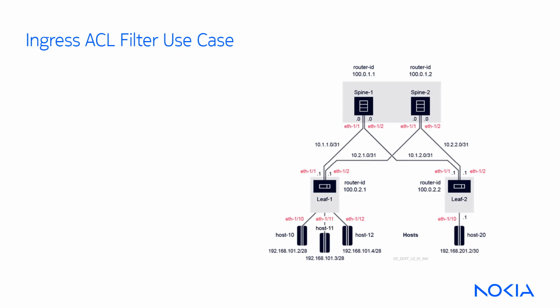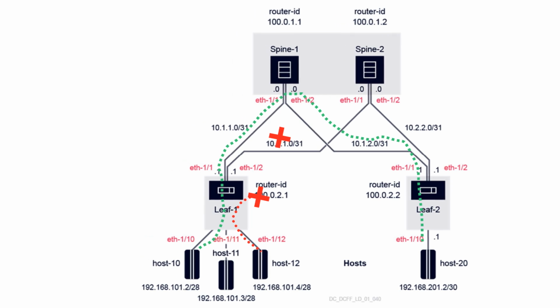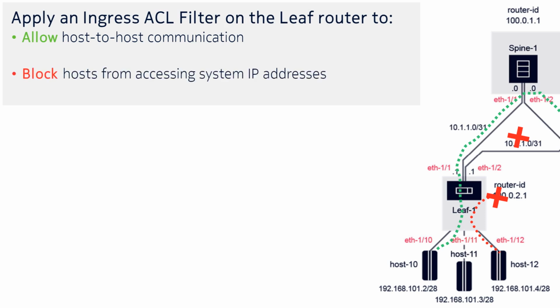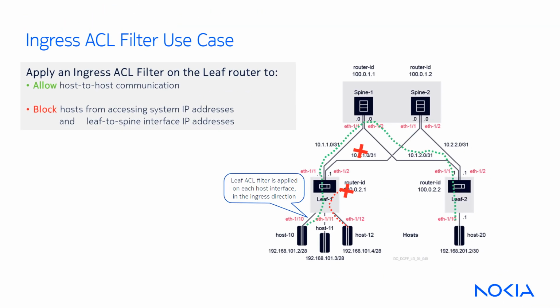Now let's see a use case for an ingress ACL filter. We have a leaf-spine data center with 3 hosts attached to leaf 1 and 1 host attached to leaf 2. We want the hosts on leaf 1 and leaf 2 to communicate with each other. But we want to prevent a host from reaching the system IP addresses of the routers or the leaf-to-spine interface IP addresses. For this, we're going to create an ACL filter that matches these IP addresses and drops all other traffic. And we are going to assign that filter as an ingress ACL filter on the host interfaces of leaf 1. That's the green and red paths on leaf 1.